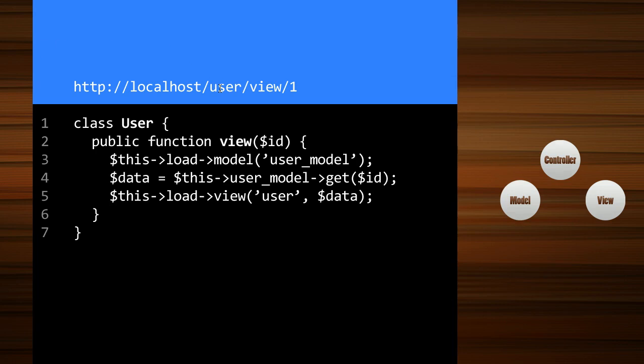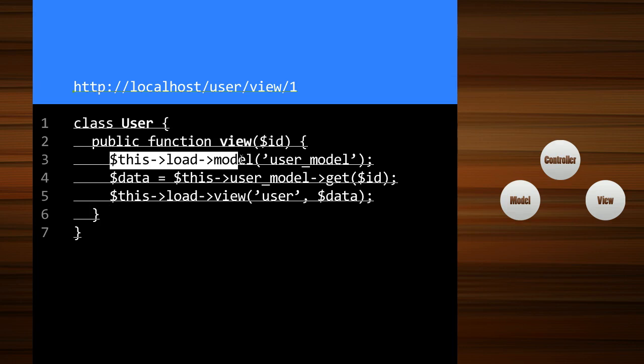We load the user controller, so we have class user. We go to the method view, and we're passing a parameter of 1. This would be like if we wanted to look at an individual's profile. And we have the ID right here. The first thing we have to do, since we're saving our records in the database, is access the database, and we do that with the model. So I use this load model, user model.